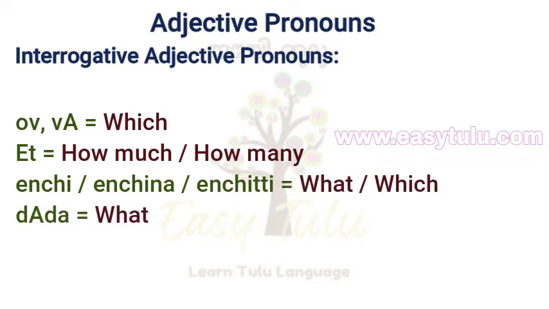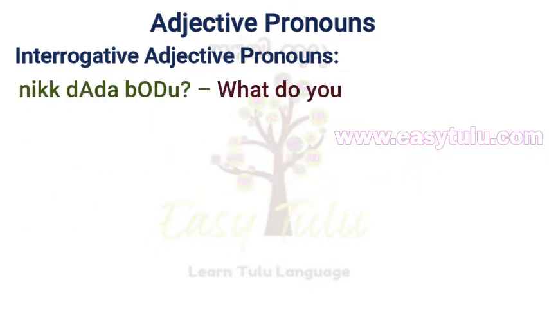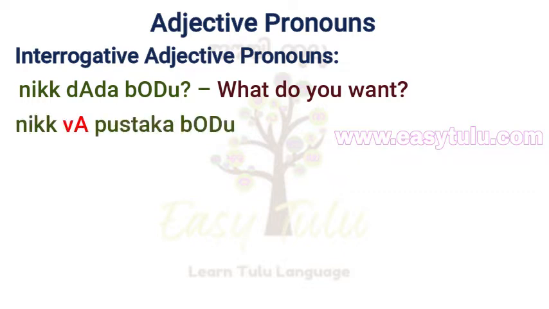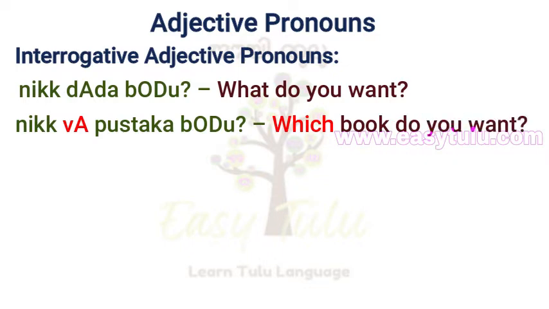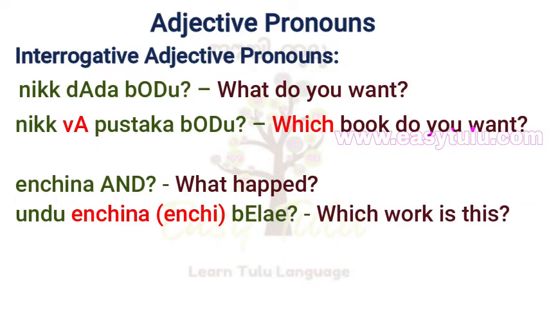Dada, what. For example, Nikku dada bodu, what do you want? Here dada is an interrogative pronoun. Nikku va pustaka bodu, which book do you want? Here va is an interrogative adjective pronoun. Undu enchina bele or undu enchi bele. Which work is this? Or which kind of work is this?